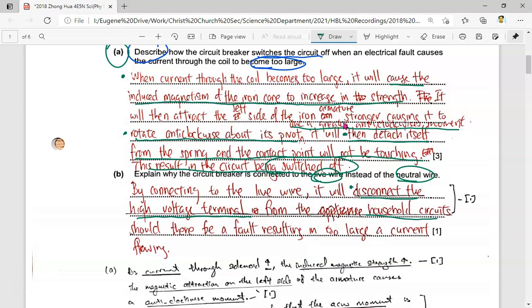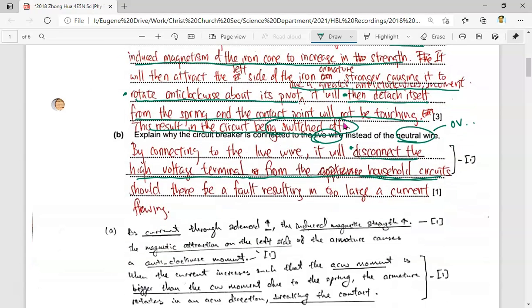the household circuits. Quite a number of you talk about the neutral wire and stuff like this. So actually the key idea here is why the live. Okay, the other part, of course, you can talk about neutral being 0 volts, but you realize you're still not answering why the fuse is connected to the live wire. What's so important about live wire? Because the live wire is the high voltage wire. If I'm able to disconnect the live wire, I'm actually disconnecting the high voltage terminal from the household circuit. Okay, so this is the one point that I want to see over here.